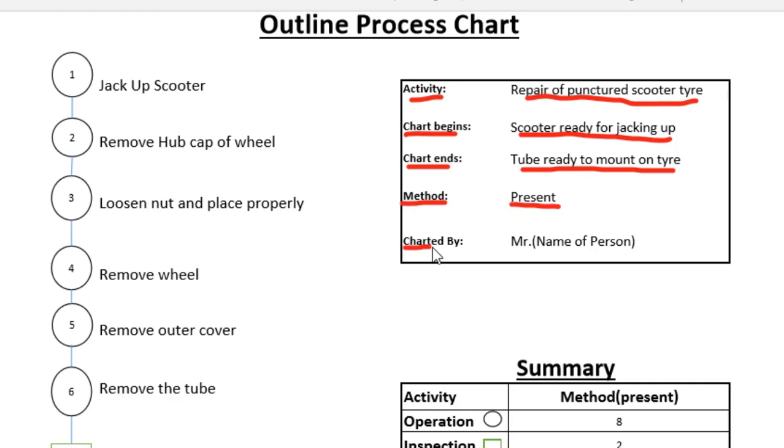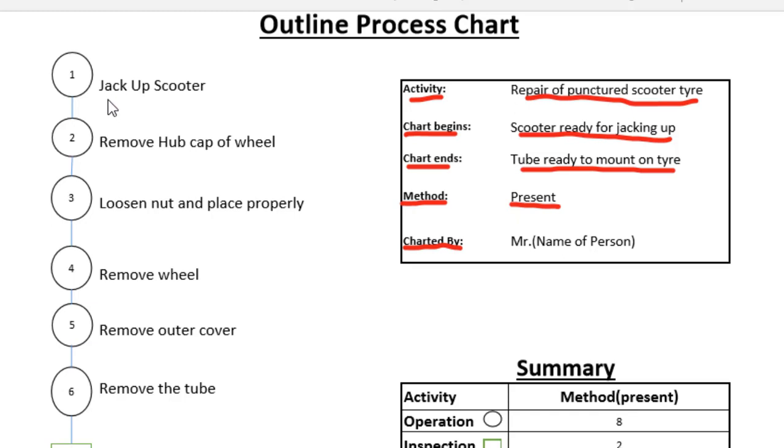Then we describe the chart by who has developed it, or who has recorded the facts in the outline process chart. You can write your name. I can write my name, Mr. Vishal Chayan. Then we draw the chart with the help of symbols like operation and inspection. Operation is described with the help of a circle and inspection is indicated by the symbol of a square.